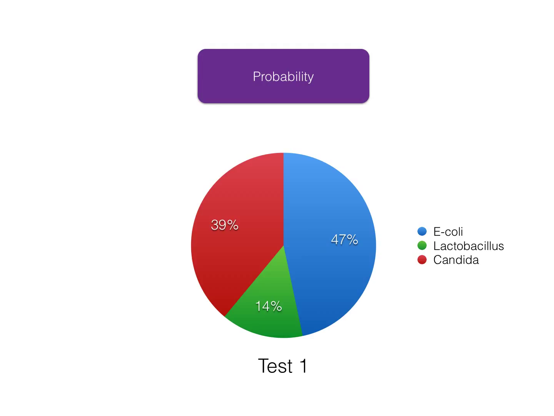For example, let's assume you are trying to do a study on the microbial content of saliva. You find that 47% of the microbes are E. coli, 14% are lactobacilli, and 39% are candida. However, you repeat the study just to make sure if your results are right. But you find that the lactobacilli and the candida scores have switched completely.